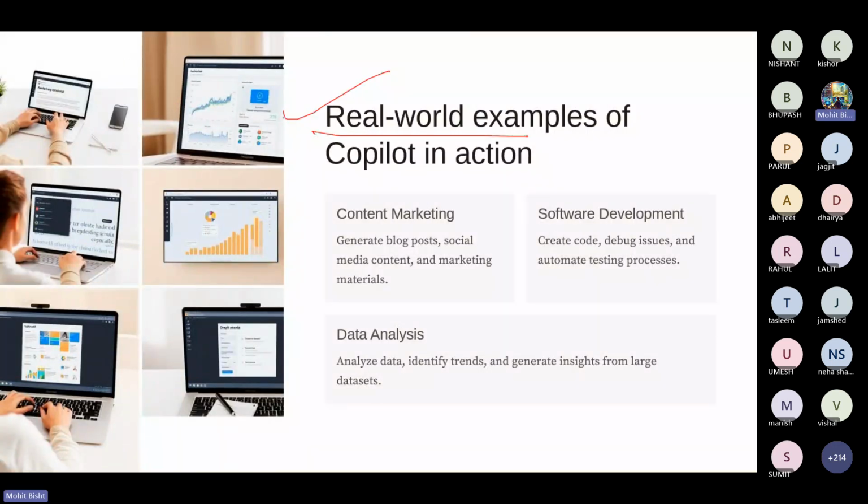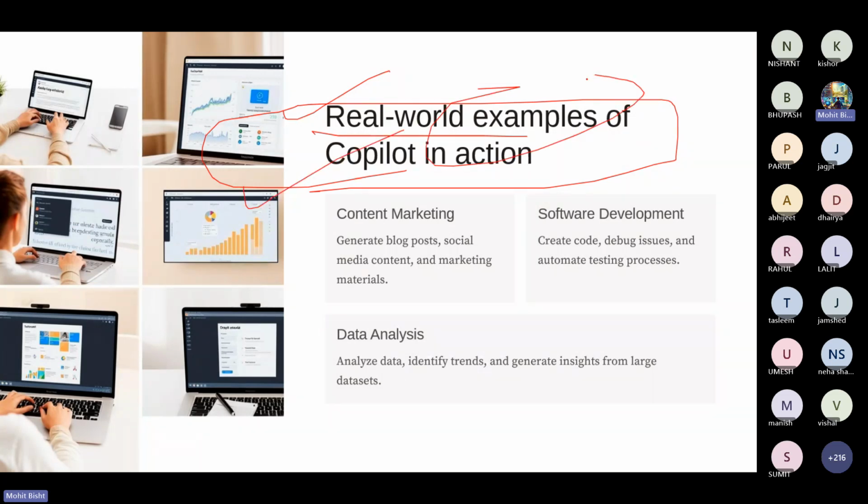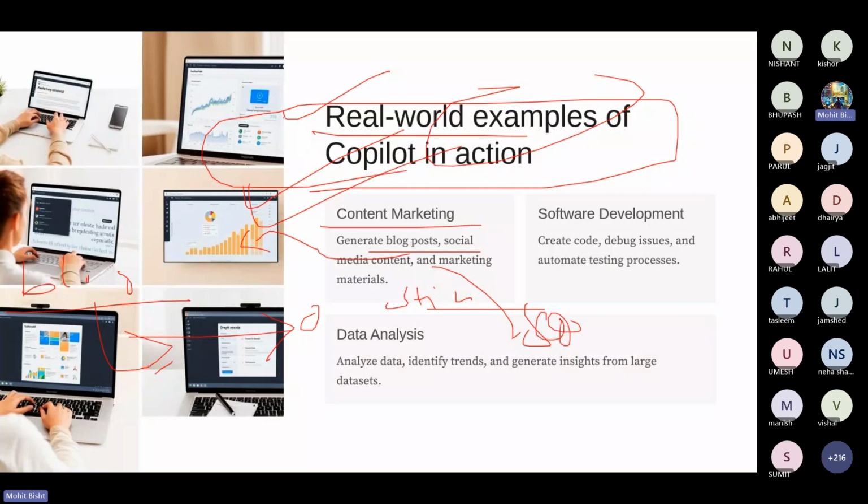The next slide is a real world example of Copilot in action. The basic idea we already knew is to boost our productivity, as we have been talking about from the beginning, right? So in the real world, where is this Copilot being used? Content marketing, as I already told. Nowadays, a lot of blog posts are drafted by Copilot. I will also tell how you can draft. You can go to the Copilot, give the title, give a description, and somehow you can manage SEO as well.